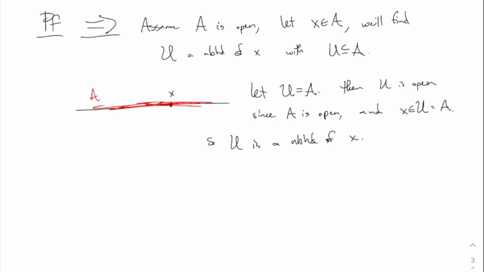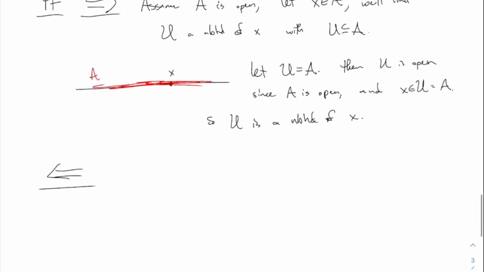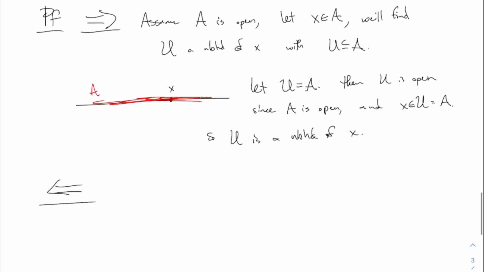The other part of the proof is the more interesting part, where you actually have to kind of say something, all right? Let's try the other part. So this part is, I assume that for all X in A, there exists an open set U, a neighborhood of X, all right?